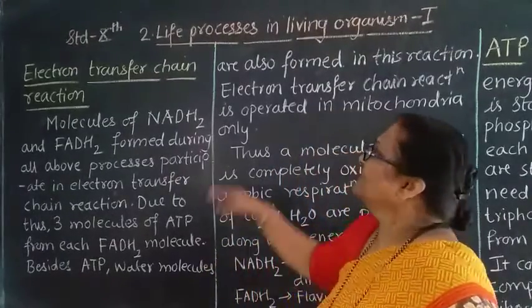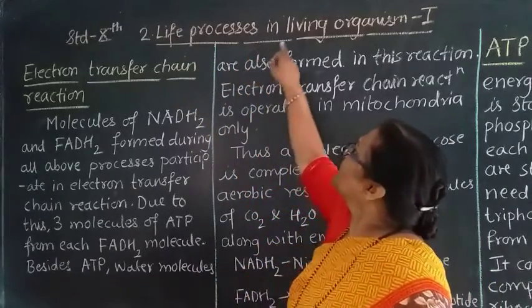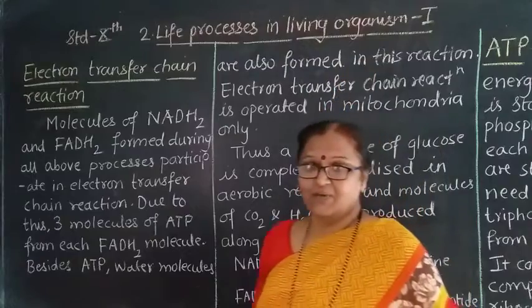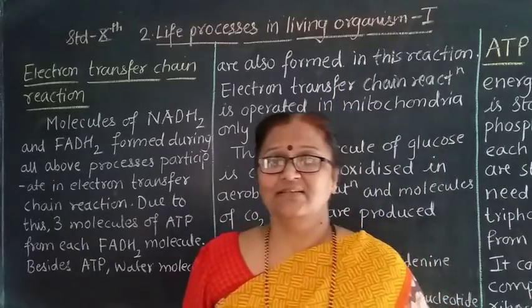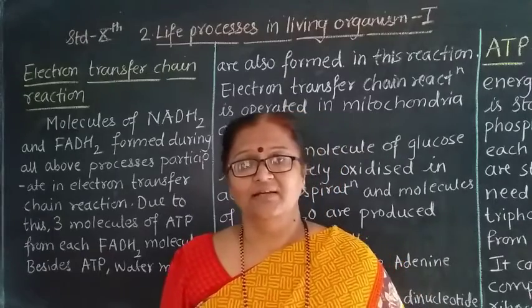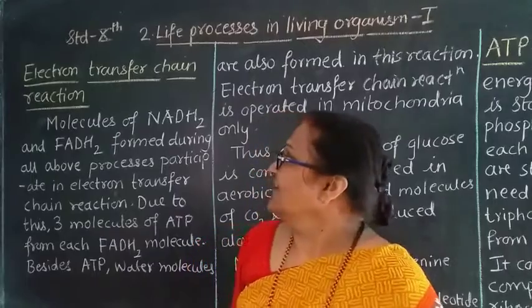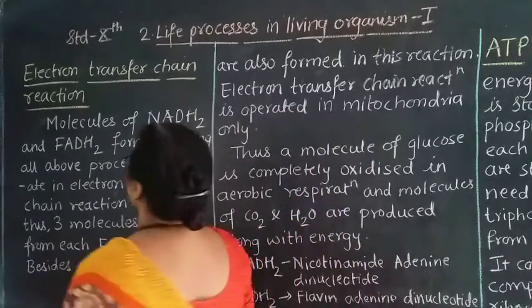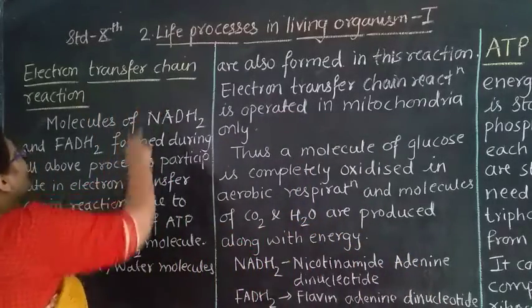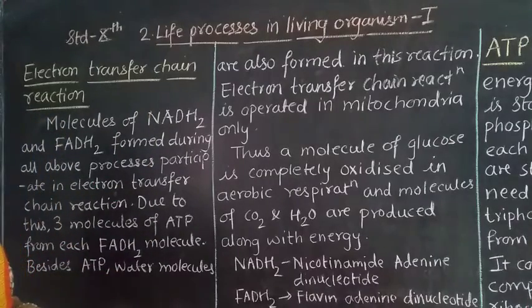We have started lesson number 2, life processes in living organisms. Up till now we have seen the various steps for the oxidation of the nutrients, that is glycolysis and the TCA cycle. The next one we are going to see is the electron transfer chain reaction. So what does this reaction tell us that we are going to see today?